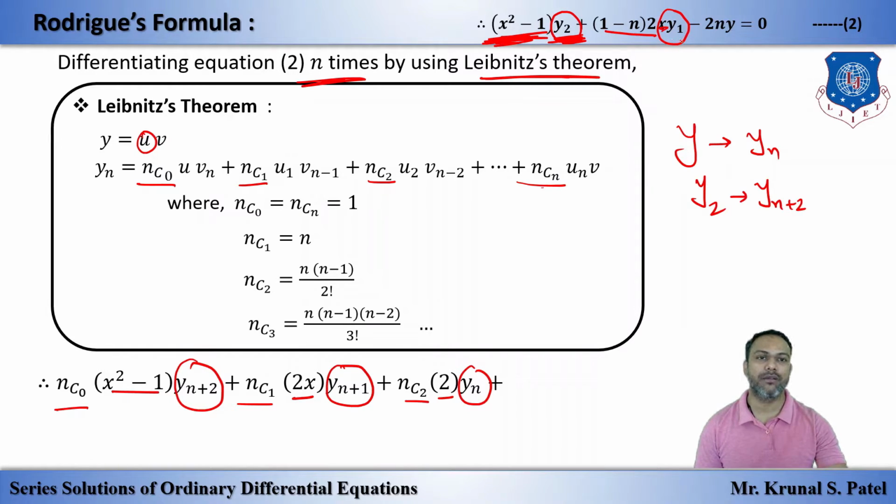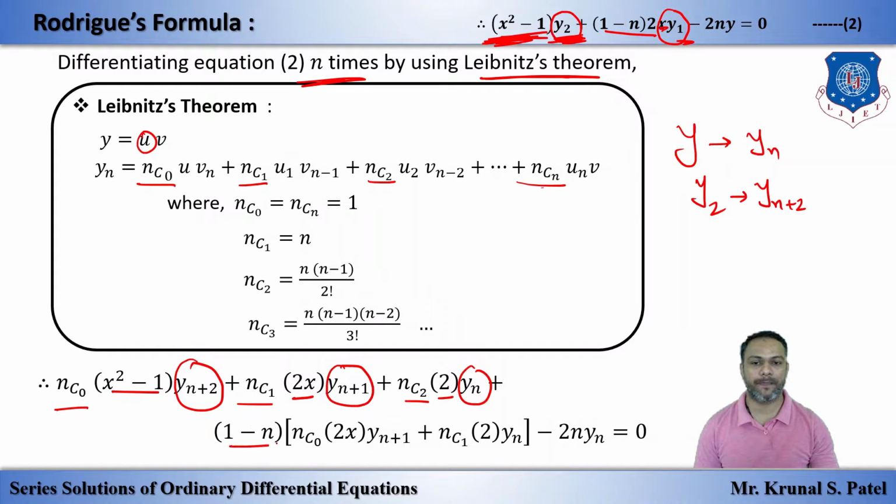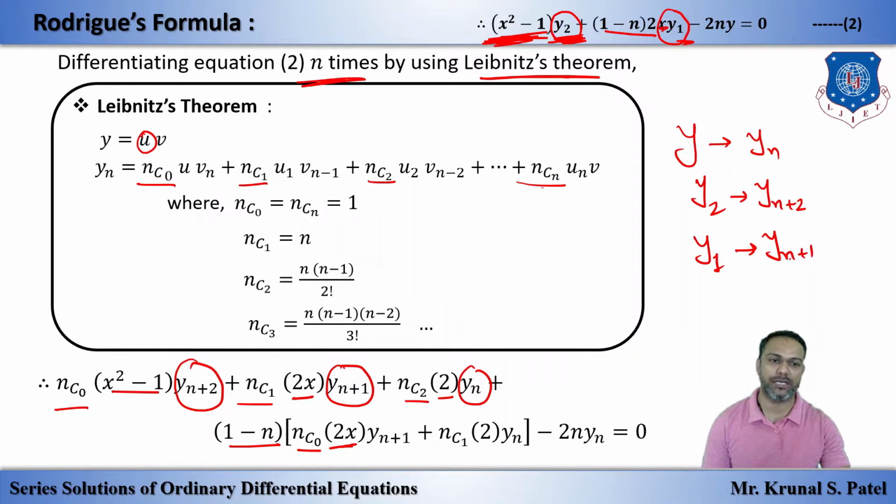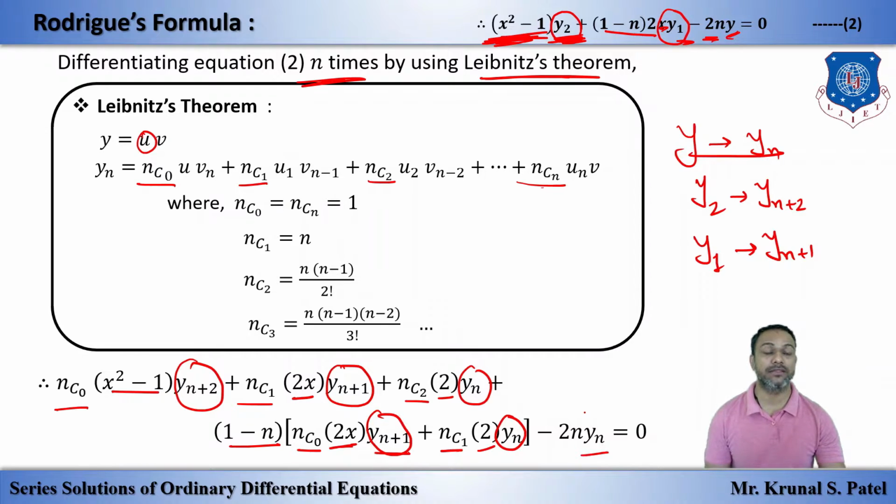x is our u, y1 is our v, so we have this as it is. nC0, now 2x is our u as it is, and the nth derivative of y1 is yn+1, so we have this. Now nC1, derivative of 2x is 2 and one minus from this, so we have yn, and 2n is constant, and the nth derivative of y is, you know, yn. So this is our Leibniz theorem for the nth derivative, that you have to remember.